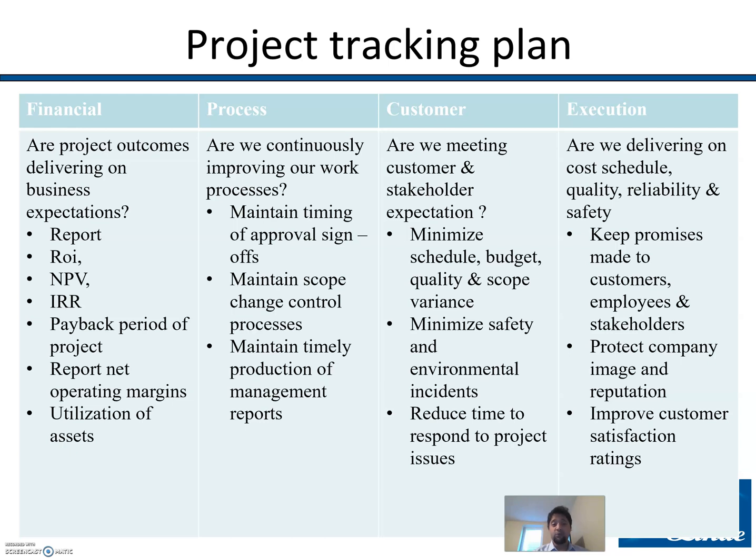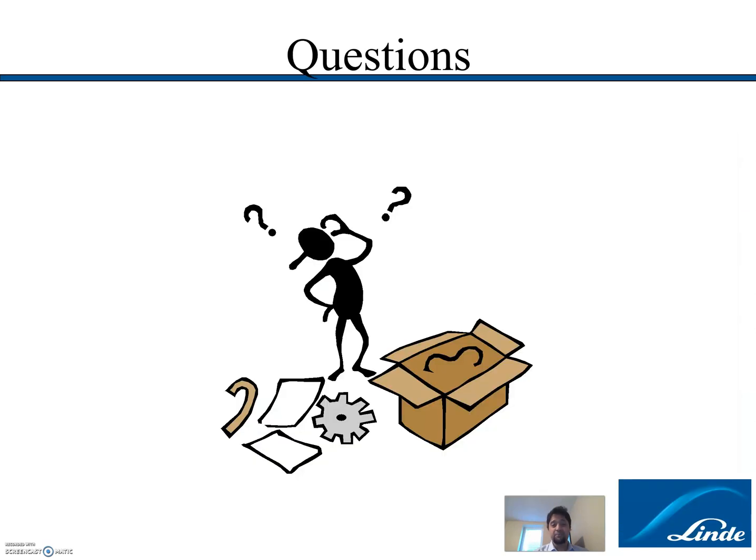Are we continuously improving our work processes? That's going to be in our process, and we're going to have different items: maintaining timely approval sign-offs, maintaining the scope change control process, maintaining timely production of management reports. And the same goes with the customer and execution. Are we meeting customer and stakeholder expectations? Are we delivering on the cost, schedule, quantity, quality, and reliability and safety?